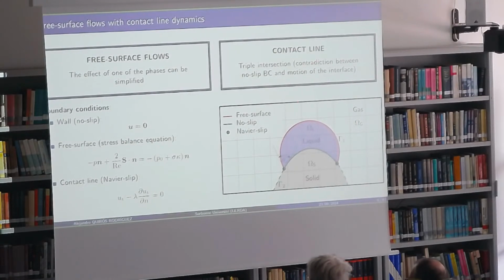Here I present you a sketch of the flow configuration that we'll be analyzing. And as you can see, there are many different boundary conditions involved. We have at the wall the no-slip boundary condition. We have the stress balance equation at the free surface. And at the contact line, we decided to use the Navier-slip boundary condition.